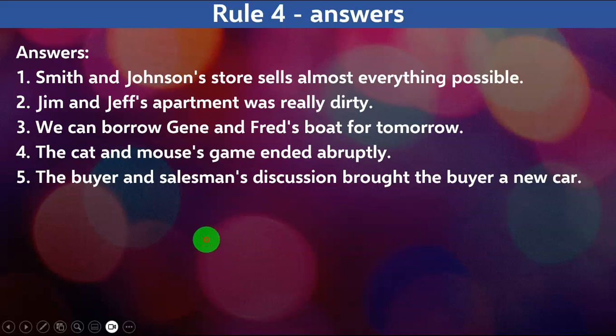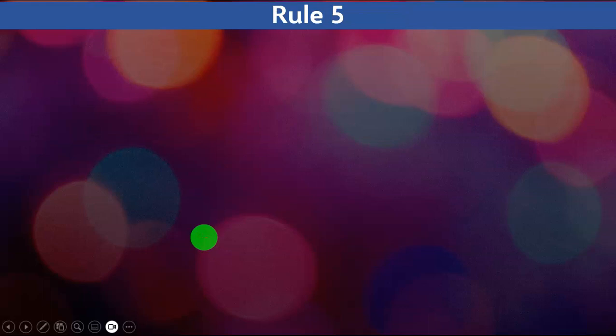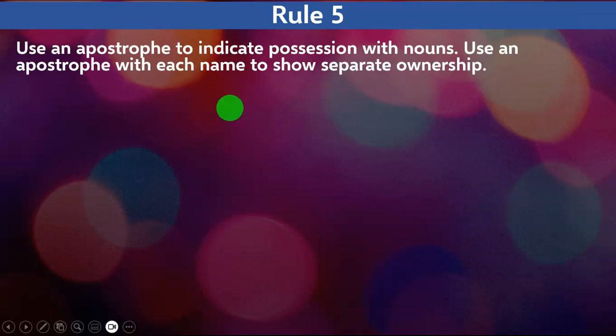Let us now go to rule number 5. Rule number 5 says, use an apostrophe to indicate possession with nouns. Use an apostrophe with each name to show separate ownership. In rule 4, we talked about joint ownership. Here we are talking of separate ownership. So what is different out here? Use an apostrophe with each name, right?